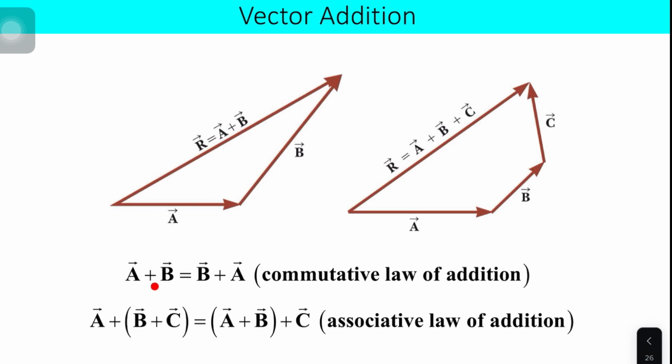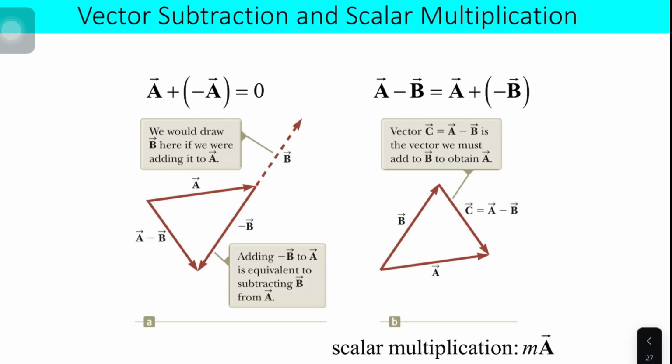Alright. Then A plus B is also equivalent to B plus A. This is only applicable for the addition process. So we call this the commutative law of addition. And if you have A plus parenthesis B plus C, close the parenthesis, it is also equivalent to parenthesis A plus B parenthesis plus C, the associative law of addition, which is only applicable to addition. Alright.